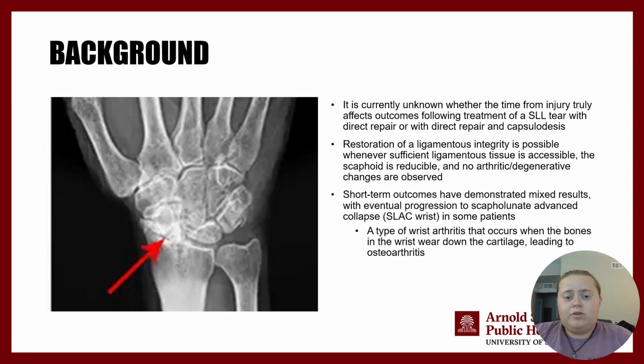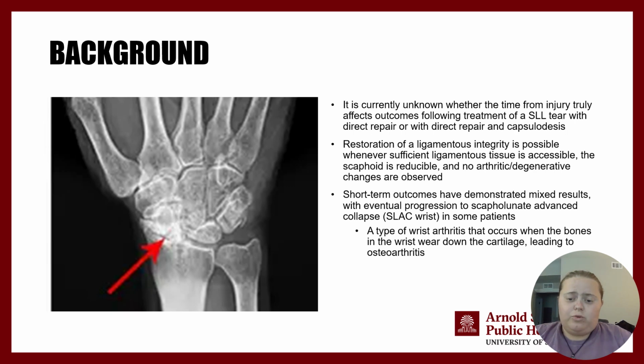So for some more background, it is currently unknown whether time from injury truly affects outcomes following the treatment of a SLL tear with direct repair or with direct repair and capsulodesis. Restoration of ligamentous integrity is possible whenever sufficient ligamentous tissue is accessible, the scaphoid is reducible, and there are no arthritic degenerative changes observed. Short-term outcomes have demonstrated mixed results with eventual progression to scapholunate advanced collapse, also known as SLAC wrist, in some patients.